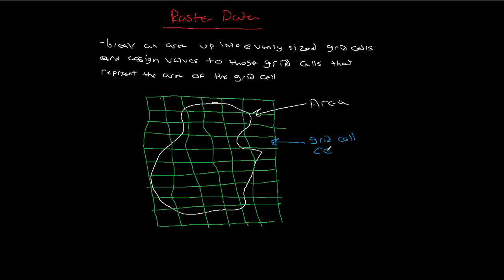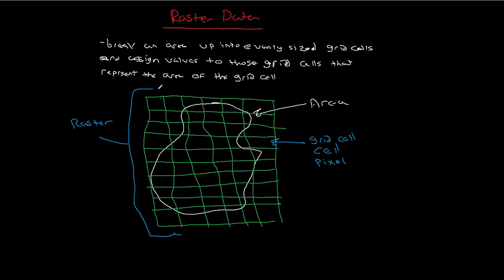Sometimes you'll hear it referred to simply as a cell, or sometimes you'll hear it referred to as a pixel. Grid cell, cell, and pixel are all synonyms referring to a single square in this larger thing. This larger thing here is called a raster. So a raster breaks up an area into many evenly sized grid cells.